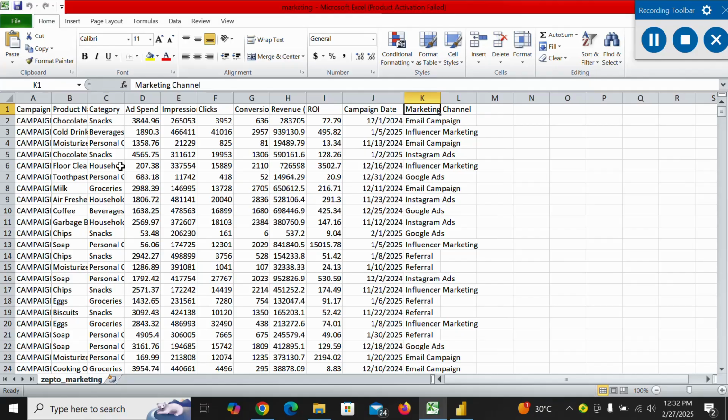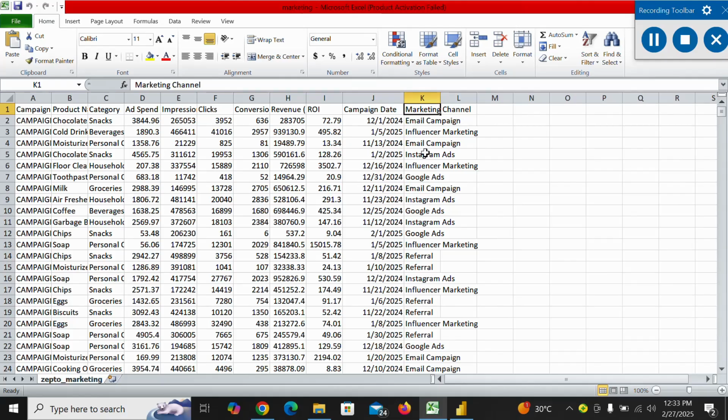This data is stored in an Excel file. The count of rows is 1001. It is a good amount of data we have. There are a total of 11 columns in this dataset. We go one by one: Campaign ID, product name, category, ad spend, impressions, clicks, conversions, revenue, return on investment, campaign date, marketing channel.